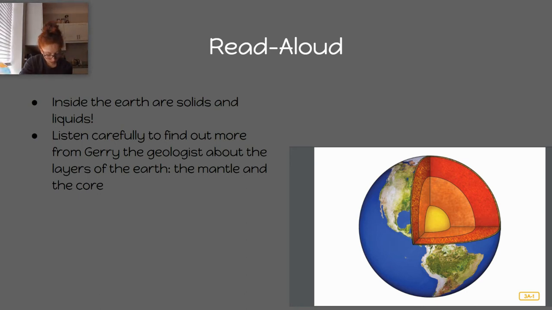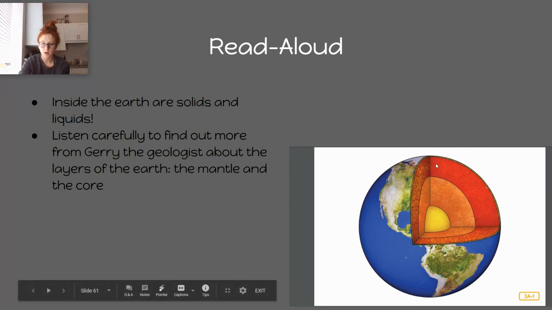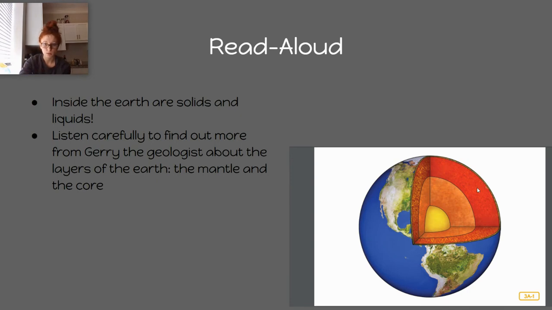Okay. Because most of the Earth is made of rock, that means that most of the Earth is contained within the mantle. So the mantle is the biggest part of our Earth. That's the biggest layer, the thickest layer. And that's where most of the rock is.